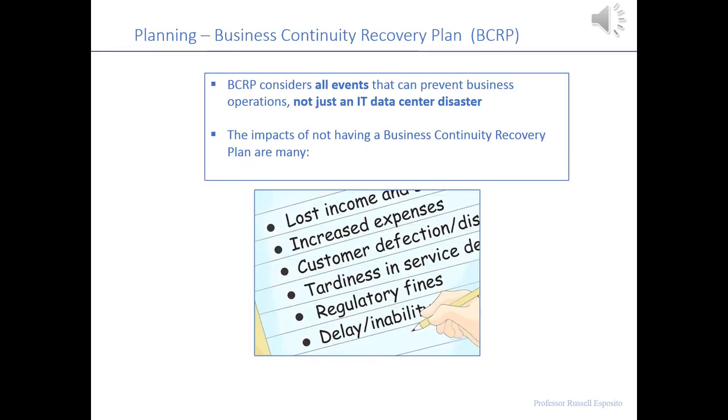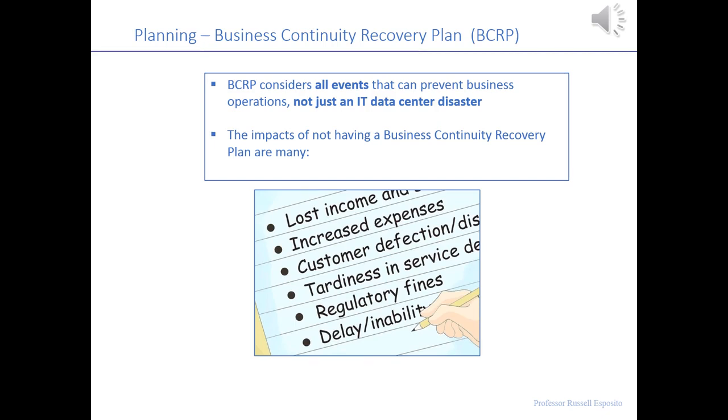IT disaster recovery is one component of a larger plan called a Business Continuity Recovery Plan, BCRP. There needs to be somebody in charge of BCRP. Sometimes it's the Chief Information Officer in IT, because IT is accustomed to planning for disasters, and they have a plan for their IT data center disaster. So it's not too uncommon for the company to ask the Chief Information Officer to also help manage the full Business Continuity Recovery Plan, which incorporates all problems with the company.